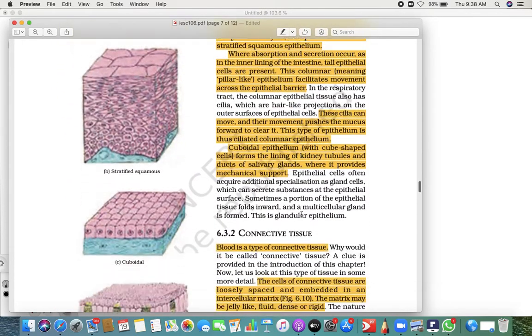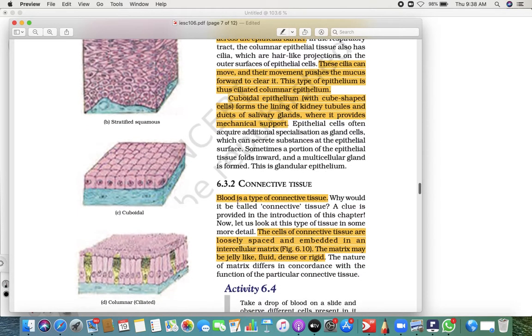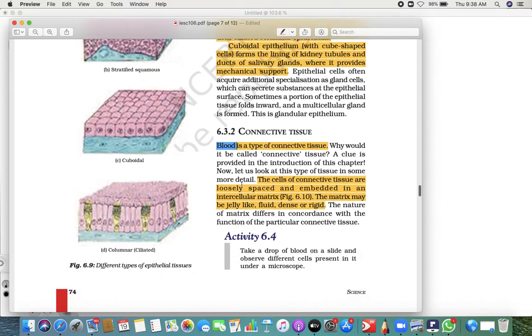Connective tissue plays a really important role in an animal because it transports many things. The first thing, connective tissues are of five types. The first thing we are going to see is blood. Blood is one of the types of connective tissue.